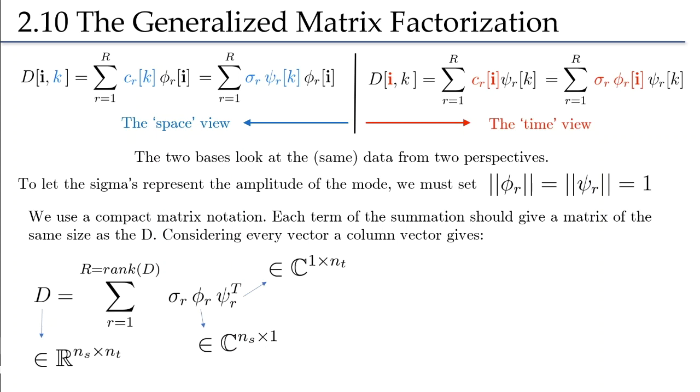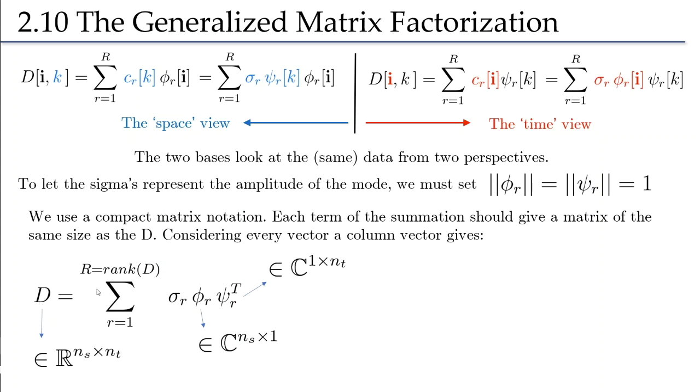Moreover, it is convenient to write this linear combination as the sum of outer products. Each of these outer products produces a matrix of the same size as D, and together with its amplitude represents a rank 1 approximation of the data. If we sum all the possible rank 1 contributions, then we can reconstruct the original data.